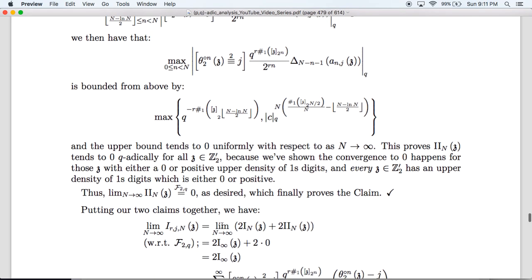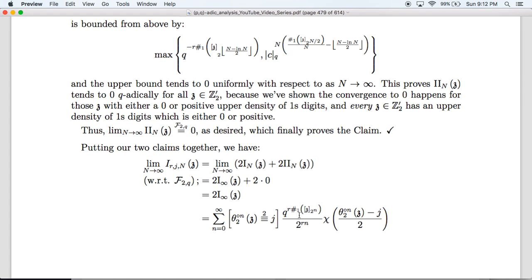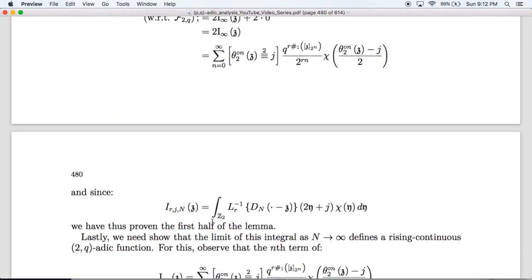And so putting our two claims together, we have that the limit of our integral was equal to the limit of 2 times 1n of z plus 2 times 2n of z. Applying frame theoretic convergence, we get this, which is just 2 of that, which is just that, which is exactly what we claimed it to be. So this proves that the limit of our integral is indeed frame convergent to this infinite series.